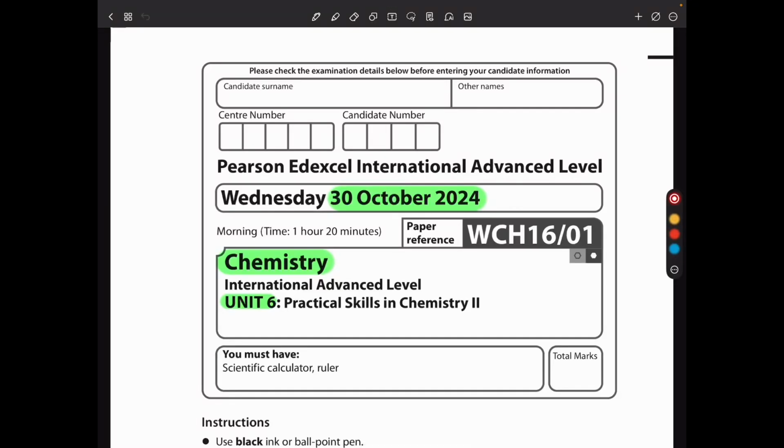Today we're doing the Pearson Edexcel International A-Level Chemistry Unit 6 for October 2024. Let's begin with the first question.